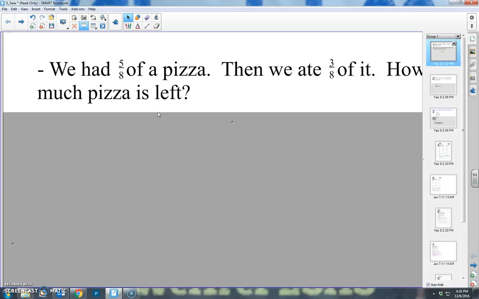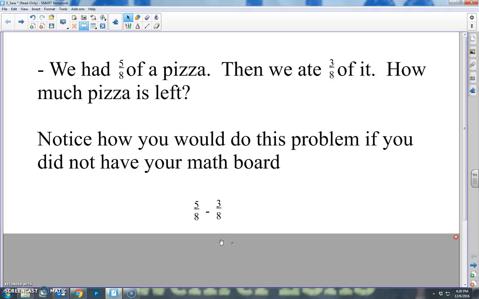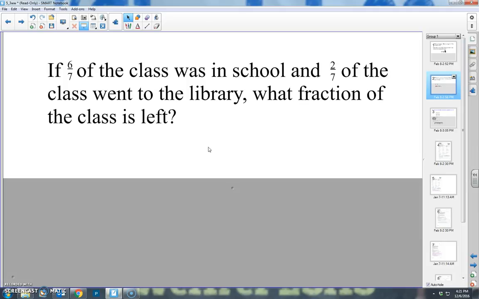So if we had 5/8 of a pizza and we ate 3/8 of it, how much pizza is left? Think about that. Look at the denominators. They are the same. So all we're doing is taking 5/8 minus 3/8. And our answer should be 2/8. Very nice. 5 minus 3 is 2. 8 minus 8 is still 8. Nothing else changes there. Let's go right to the next problem here.